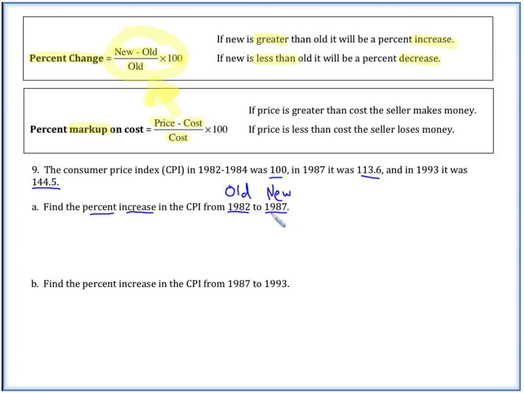Okay, so we take the value from 1987, which is 113.6, minus the old value in 1982, which was 100, over the old value, which is 100. So new minus old over old, and then we'll do times 100 there.